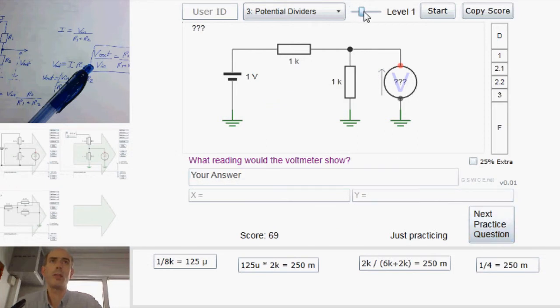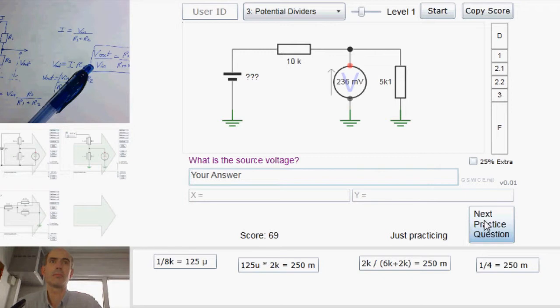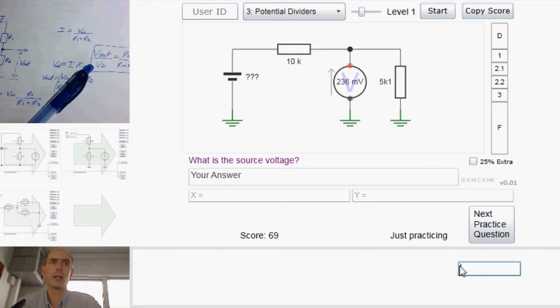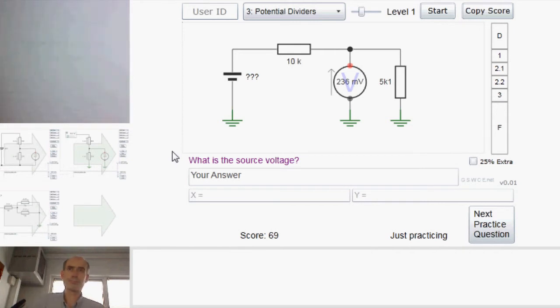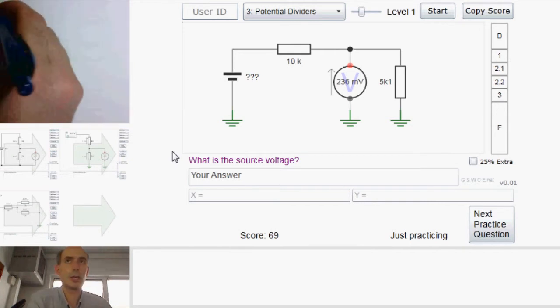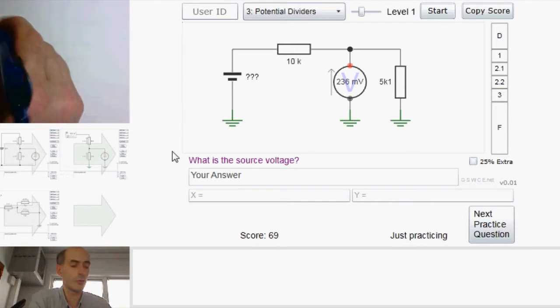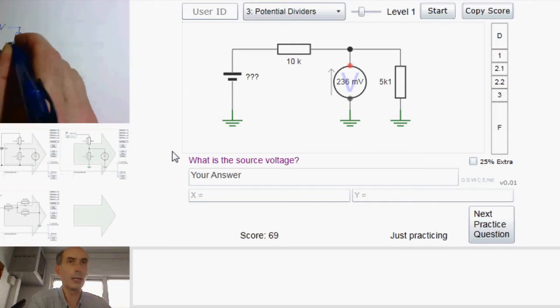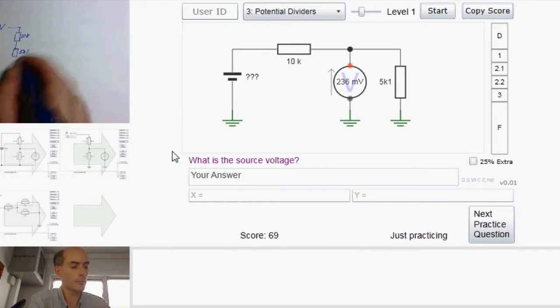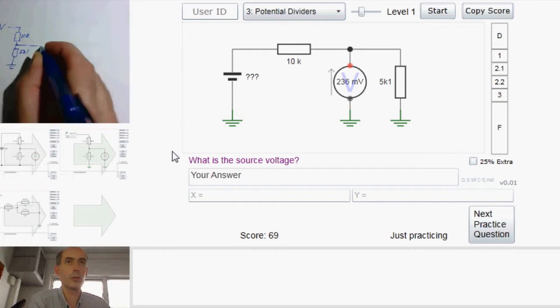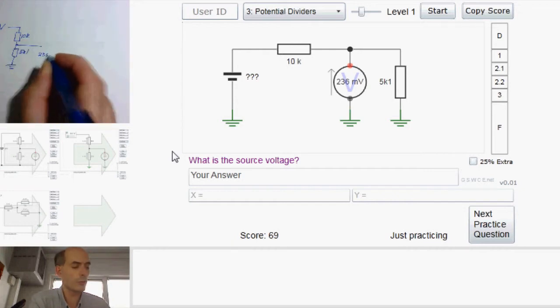Going up to level 1, they get slightly trickier because sometimes you have to work out the source voltage, and now you have to do a bit of algebra. How do you do that? Well, actually, let's write down the question first. We've got a voltage here, which is an unknown voltage flowing through a 10K resistor and then a 5K1 resistor. And the voltage at this point here in the circuit is 236 millivolts.